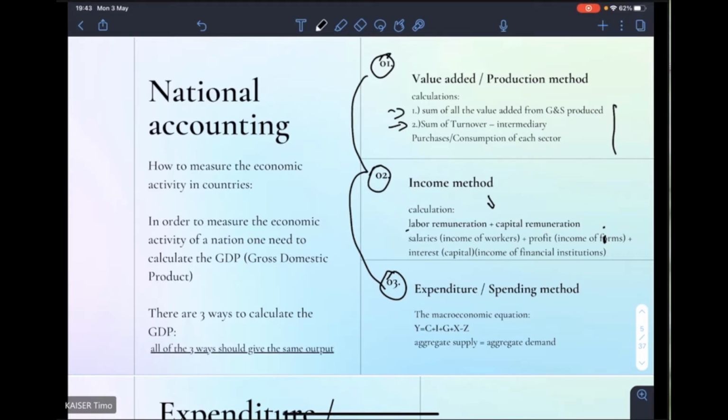Then the last but not least important method is the expenditure or spending method, where we have our also beloved macroeconomic equation. Very important to remember. It's Y is equal to C plus G plus X minus Z, which would be actually also aggregate supply, here is equal to aggregate demand. I will go a little bit deeper into this right in the next slide, just to get a small recap, but I think we're all familiar with it. But yeah, these are basically the three main ways how to calculate GDP. And you have it on the slides here.